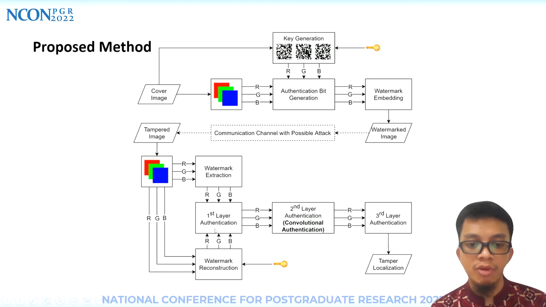The result of the comparison will be fed into a 3-layer authentication: the first layer, second layer, and third layer. Convolutional search authentication is the proposed method in this paper. The output is the tamper localization, so we will know which region or area of the image has been tampered.